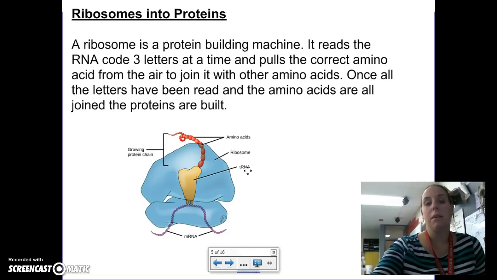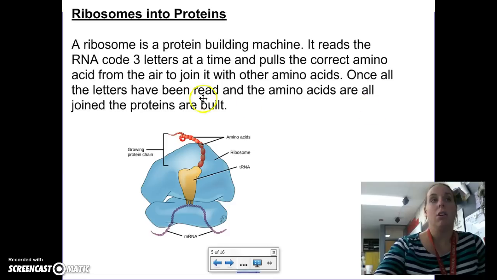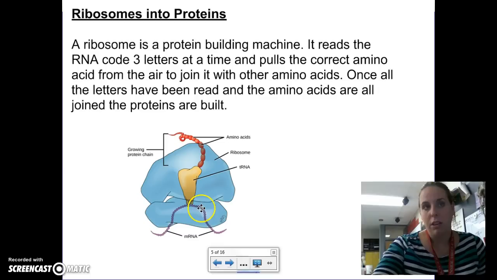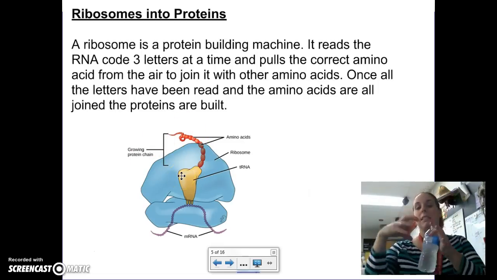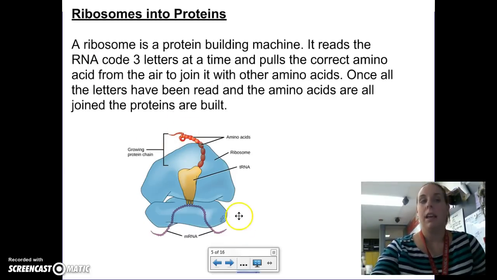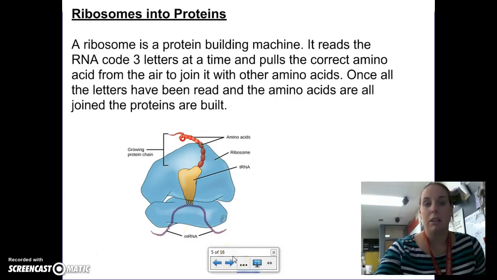Once all the letters have been read for that chain of RNA, the amino acids are all joined and the proteins are built. So this just shows you, here's the RNA going through the ribosome, and this little brown piece right here is coding 3 letters at a time, and then it pulls the amino acids that it needs. These red things represent the amino acids, and then in total, it's all linked together. That is the protein. Okay, and then the proteins go and build other cells, and that's basically what links you all together.